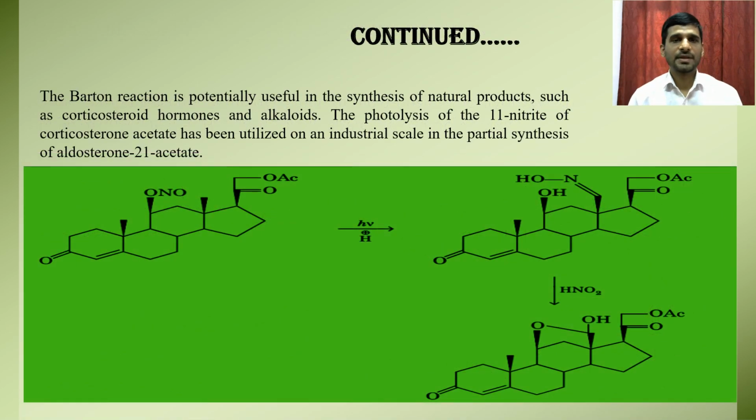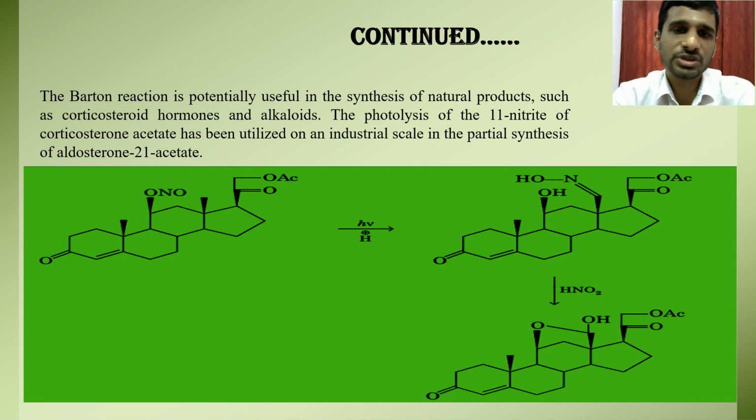Okay, next example. The Barton reaction is potentially useful in the synthesis of natural products such as corticosteroid hormones and alkaloids. This is very important. This question has been asked in several competitive exams, that Barton reaction has been commercially employed in the synthesis of which products. It has been used in the production of corticosteroid hormones like aldosterone as well as alkaloids.